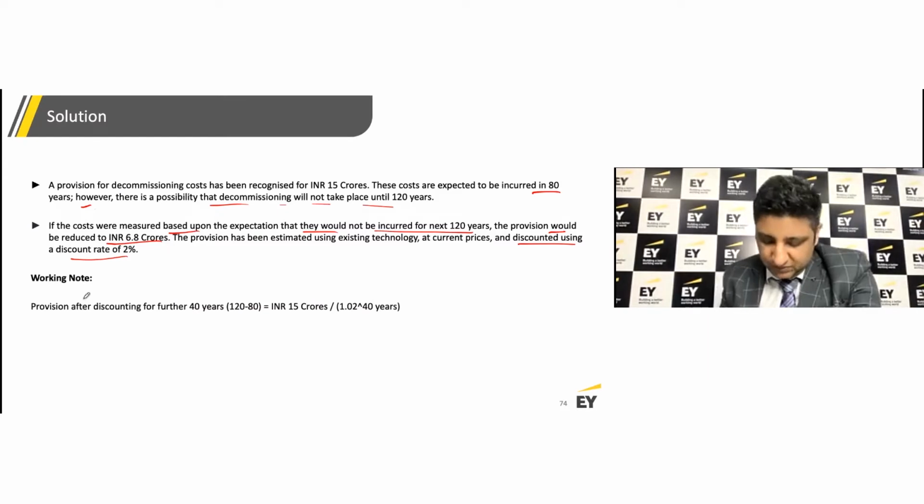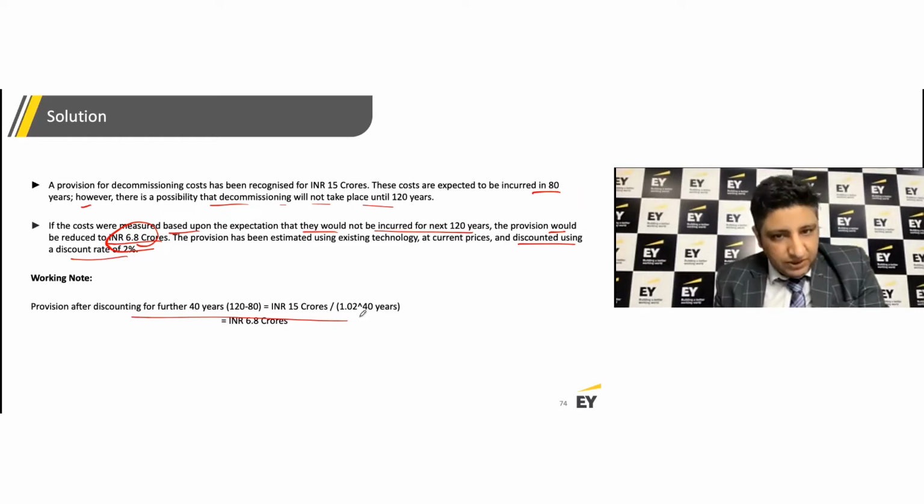The working, of course, 6.8 crores is calculated as this: the provision after discounting for additional 40 years, which is 120 minus 80, is 15 crores into that discount factor, 0.4529. That results into the value of 6.8 crores. All right.